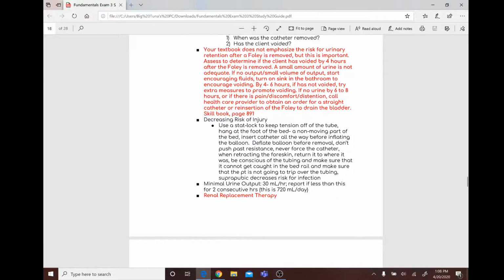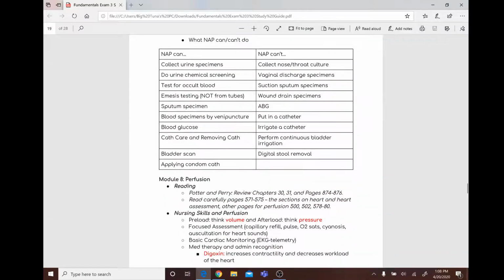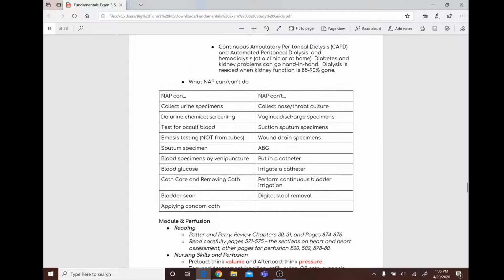What's the minimum urine output? 30 mils an hour. Report if it is less than this for 2 consecutive hours, so 720 mils a day is minimal. All right, what can the NAP do?